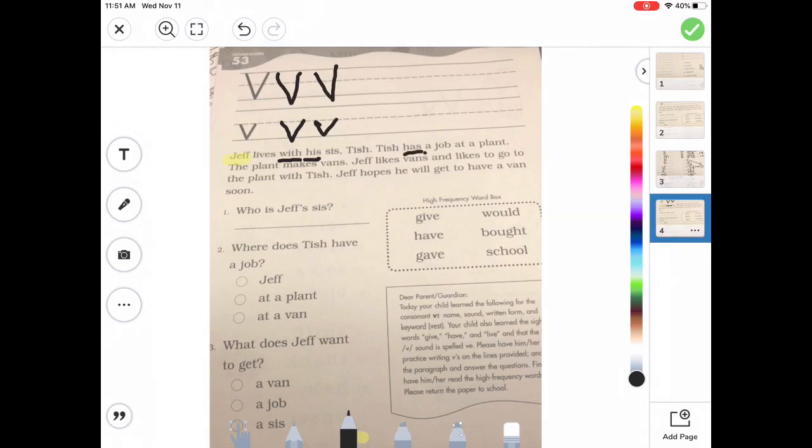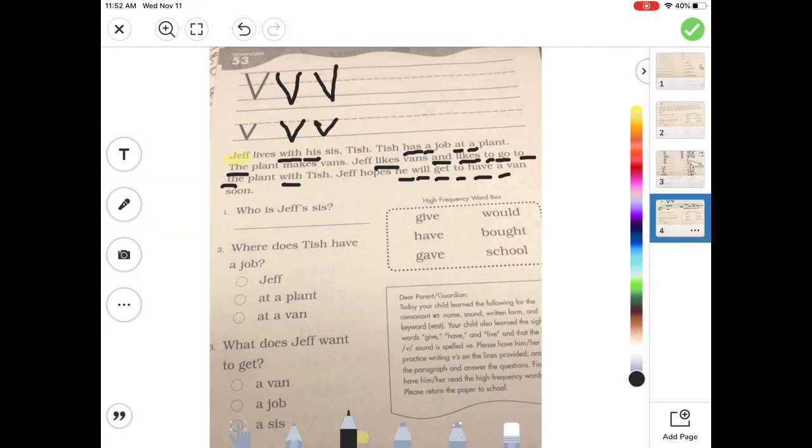Tish has a job at a plant. The plant makes vans. Jeff likes vans and likes to go to the plant with Tish. Jeff hopes he will get to have a van soon.